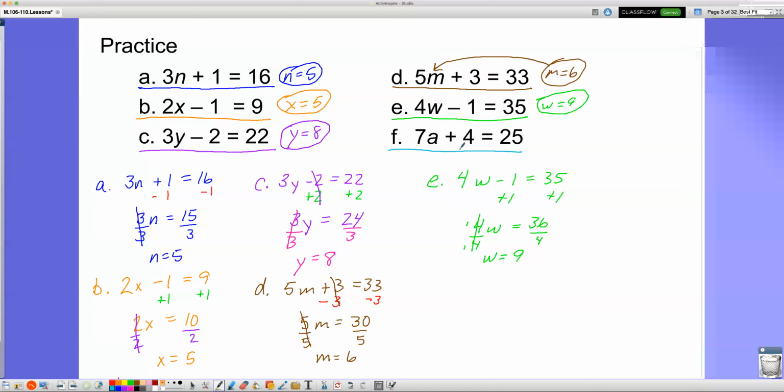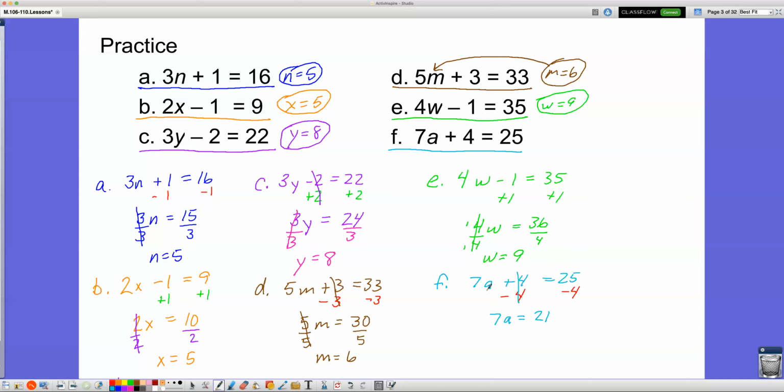All right, and this last one, F: 7a plus 4 equals 25. So again, 7a plus 4 equals 25. It looks like I'm going to subtract. I need to take away 4. I'm going to subtract 4 from this side, and because it's equal, from the other side too. Once I do that, I get a new equation, 7a equals 21.